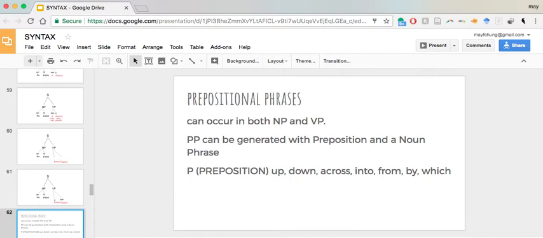Next up is your prepositional phrase. So your prepositional phrase can occur in both your noun phrases and your verb phrases. A prepositional phrase, of course, by the name, is generated by a preposition and your noun phrase. Don't forget that there's a noun phrase. The object of a preposition is inherently a noun phrase that goes inside your prepositional phrase. So prepositions are very hard to understand, especially if you are a non-native speaker. Prepositions express the relationship between the noun and something about the position or locality of the noun.